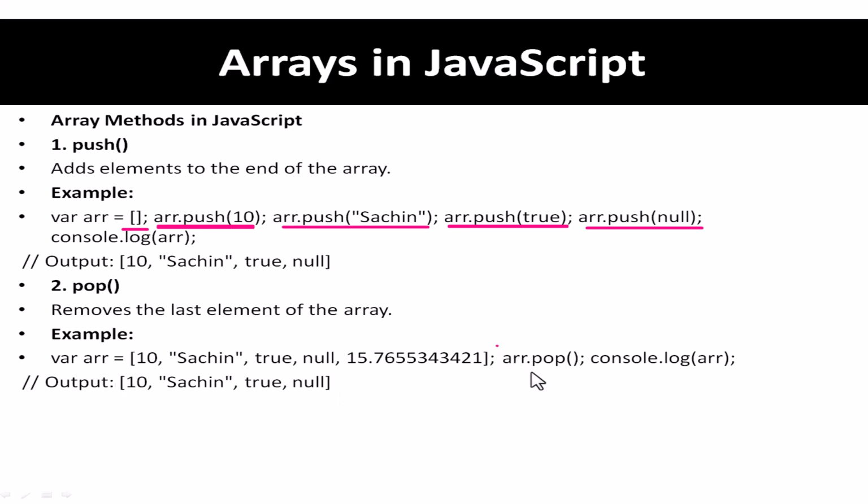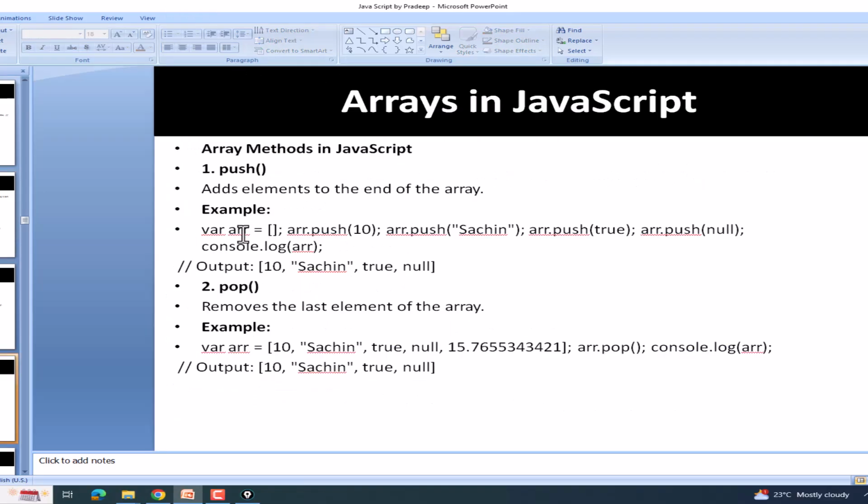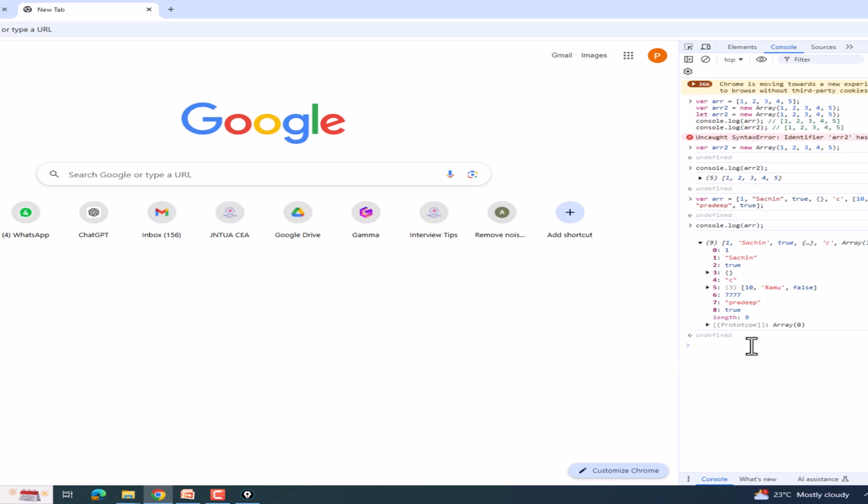Similarly, if you are going to pop the variables inside the array, you can use the syntax array.pop, and if you want to view it, console.log the array. Pop means you have removed the element from the array. So let us see this particular example. What is it going to show as the output? Now I have copied this content.